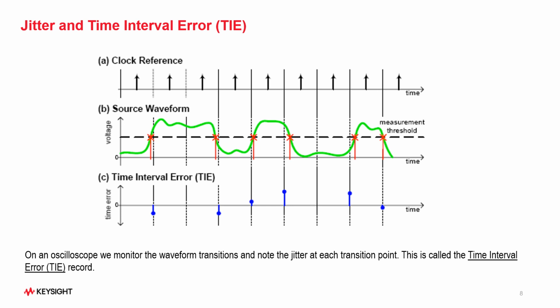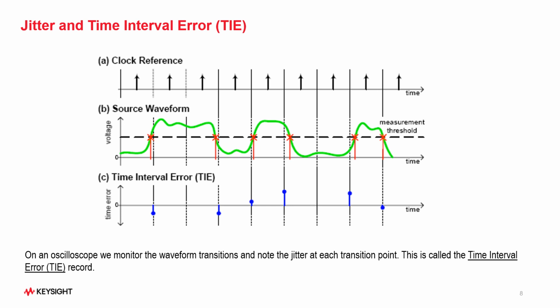So at the top of the diagram, you see a clock reference. The clock reference can be generated from the clock recovery module, and then that clock reference is compared to the source waveform in the transition. And this is where one is able to see jitter. If the transition appears earlier than the reference transition, then one will have a negative error in terms of a time interval error. When a transition appears later, one will have a positive error.